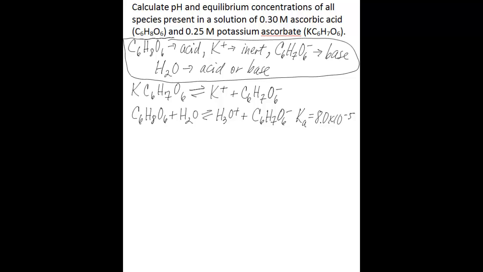Another possible proton transfer reaction is where one of the water molecules acting as an acid transfers a proton to another water molecule acting as a base, and you're left with a hydronium ion and a hydroxide ion when that happens. And the Kw value for that equation is 1.0 times 10 to the negative 14th.